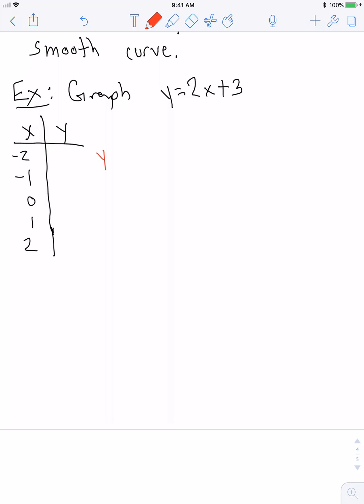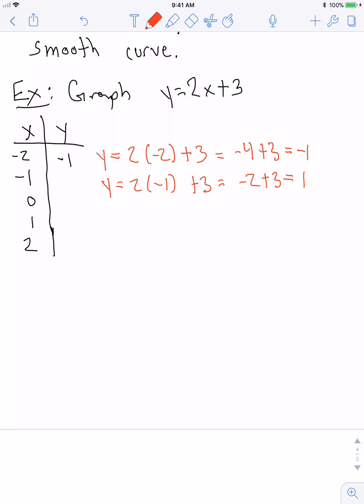What this means is we take -2, for example, we plug it into our equation, and we see what y must be. 2 times -2 is -4, plus 3 is -1. And we write down -1 in the y column. And we do the same thing now with each of these values. Here, x is equal to -1. So this is -2 plus 3, which is equal to 1. And then we write down 1 there.